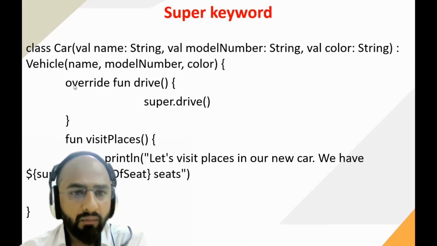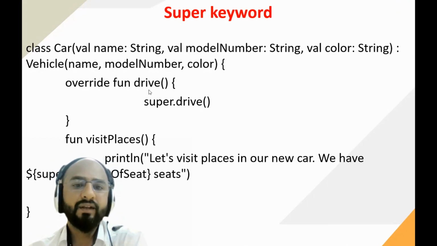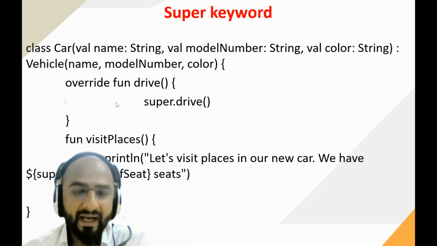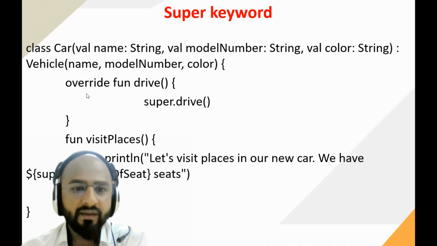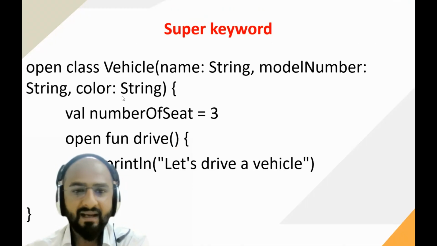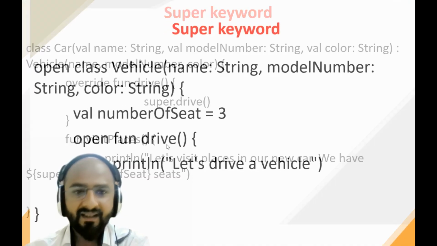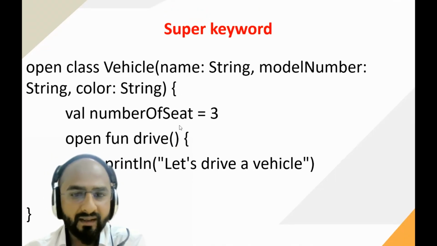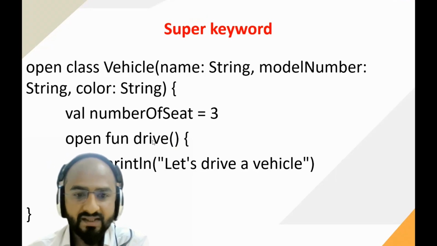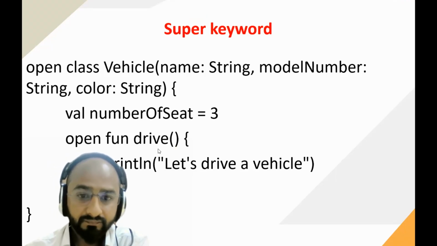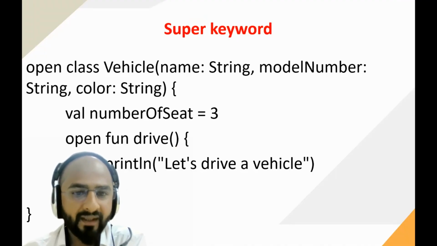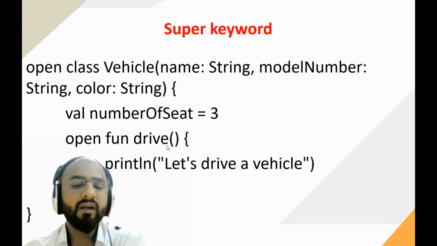And I have written an override function drive, for example. So this override we need to write over here. Why? Because we are overriding the drive method in the car class. Say, for example, there is a drive method in the parent class, and in the child class there is also a drive method. We need to override this drive method in the child class, and we can do that. Why? Because we have opened that particular function.